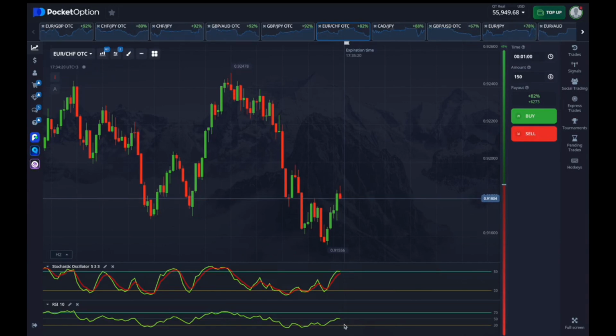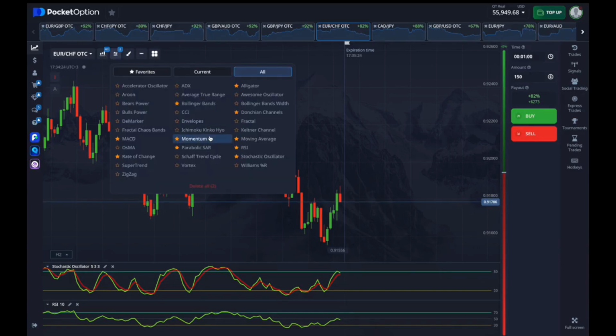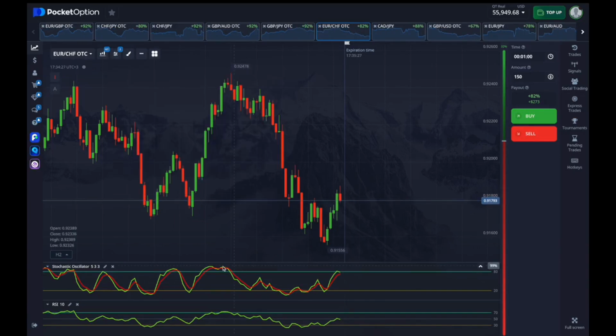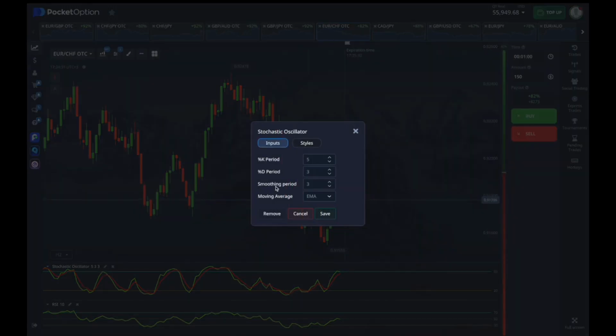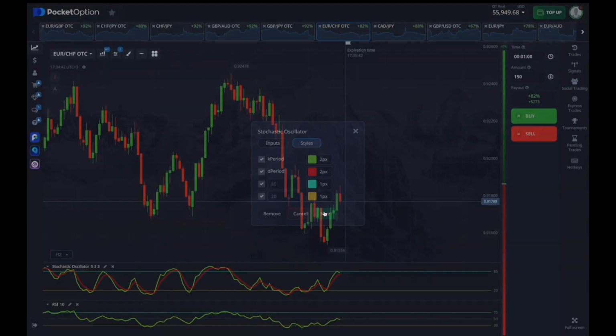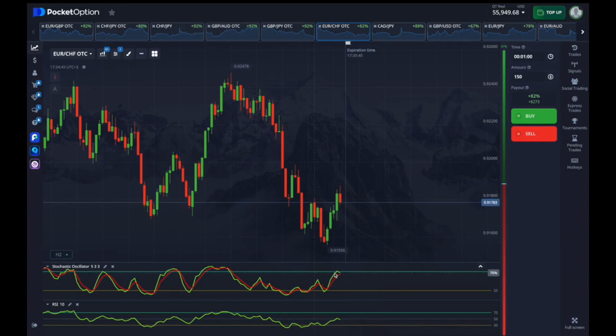Now, regarding the stochastic oscillator tool, it is also configured through the indicators menu. Next, we select the stochastic oscillator and we get a tool like this. We click on the pencil icon. For key period, we set it to 5, and for D period, we set it to 3. Accordingly, I choose EMA for the moving average. I set the styles to 2 pixels each and click Save. Now we have an indicator like this.